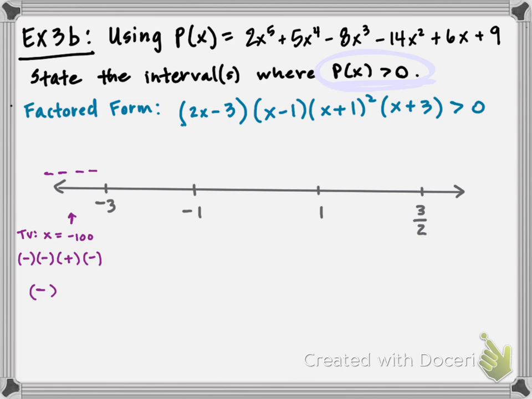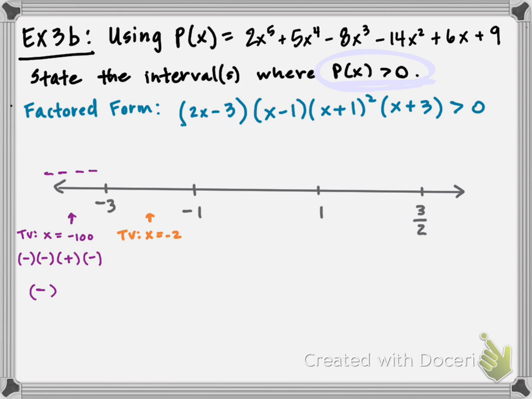Now, back in the past when we did this, a lot of the times we had alternating signs. But we have to be careful because we have a different multiplicity on one of these factors. So it's going to be slightly different. So let's do a new test value. Let x equal negative 2, because negative 2 falls within this section.